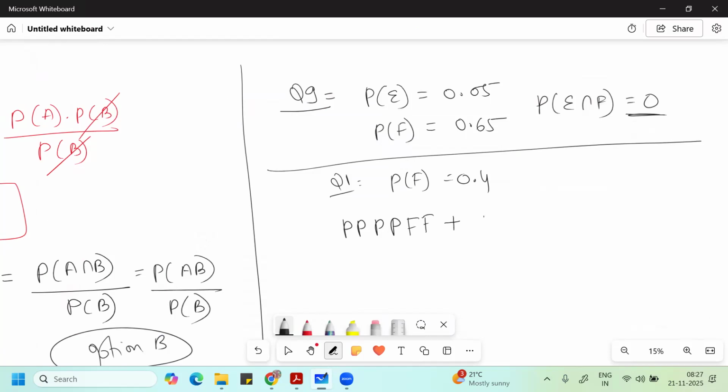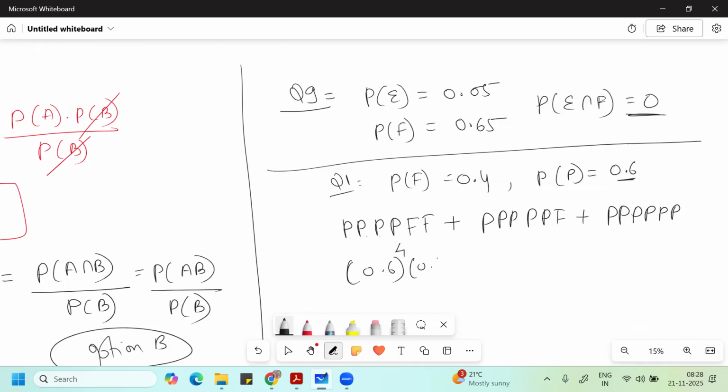At least 4 pass, so it can be 5 pass and one fail, and it can be all 6 pass. They're asking at least 4 pass, where at least means minimum. So it can be 4 pass two fail, 5 pass one fail, and all 6 pass. The fail probability is 40%, so the pass probability would be 60%. This pass is 4 times, and fail is 2 times, 0.4 to the power 2.